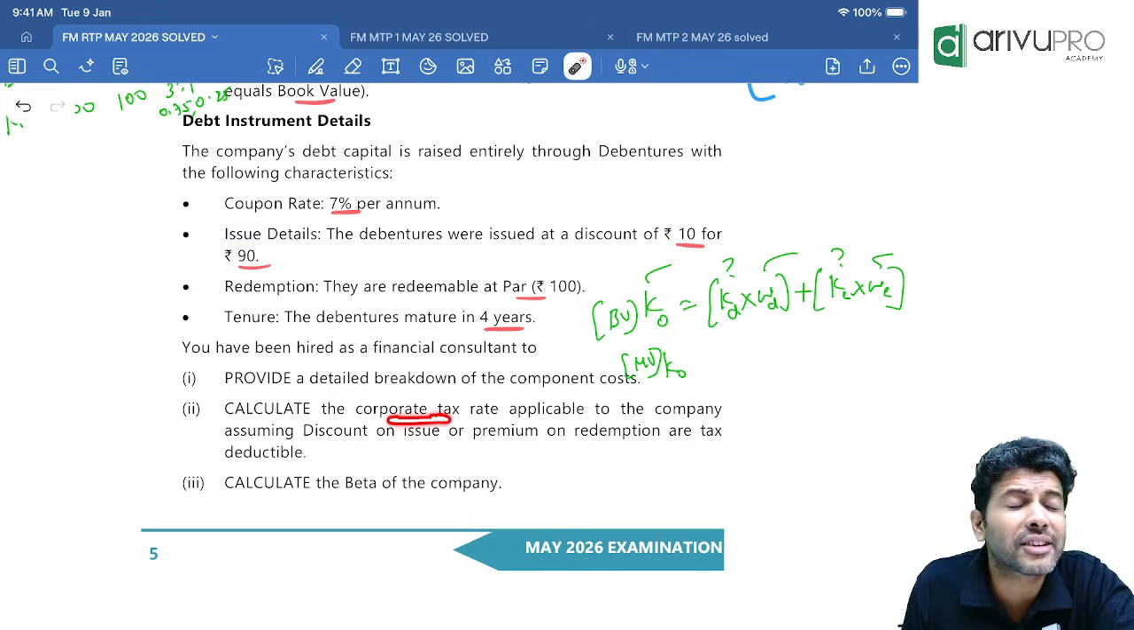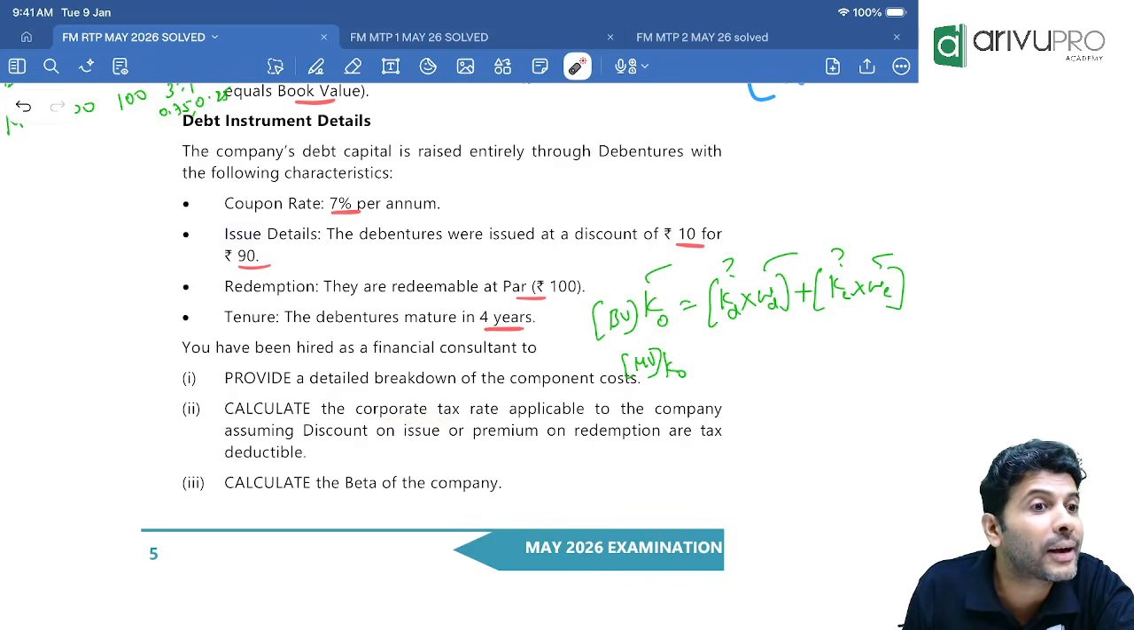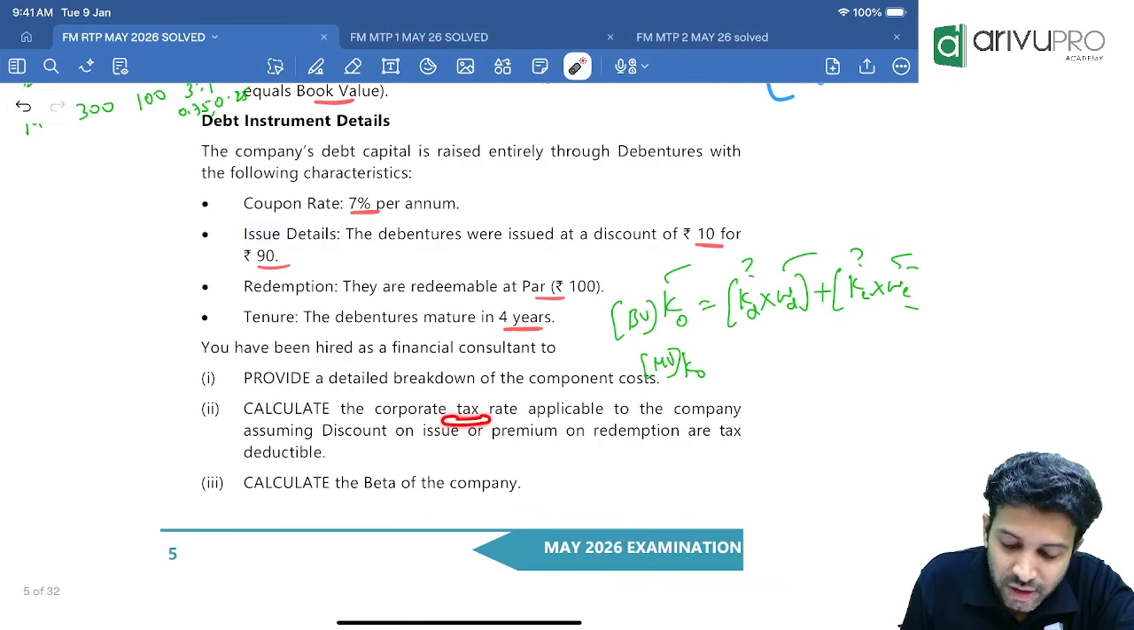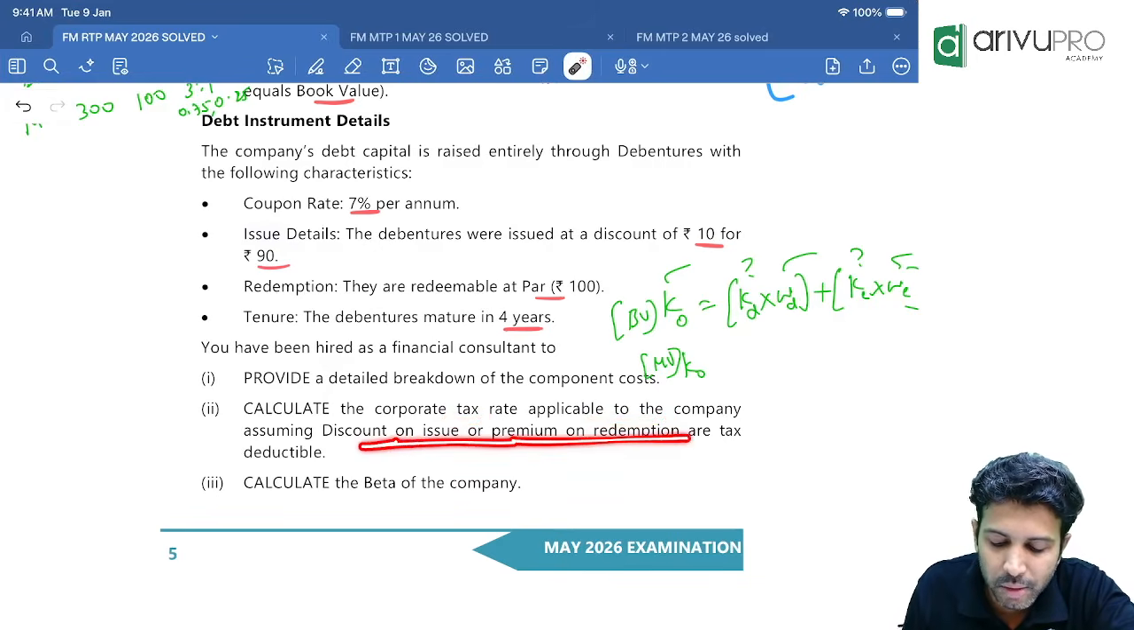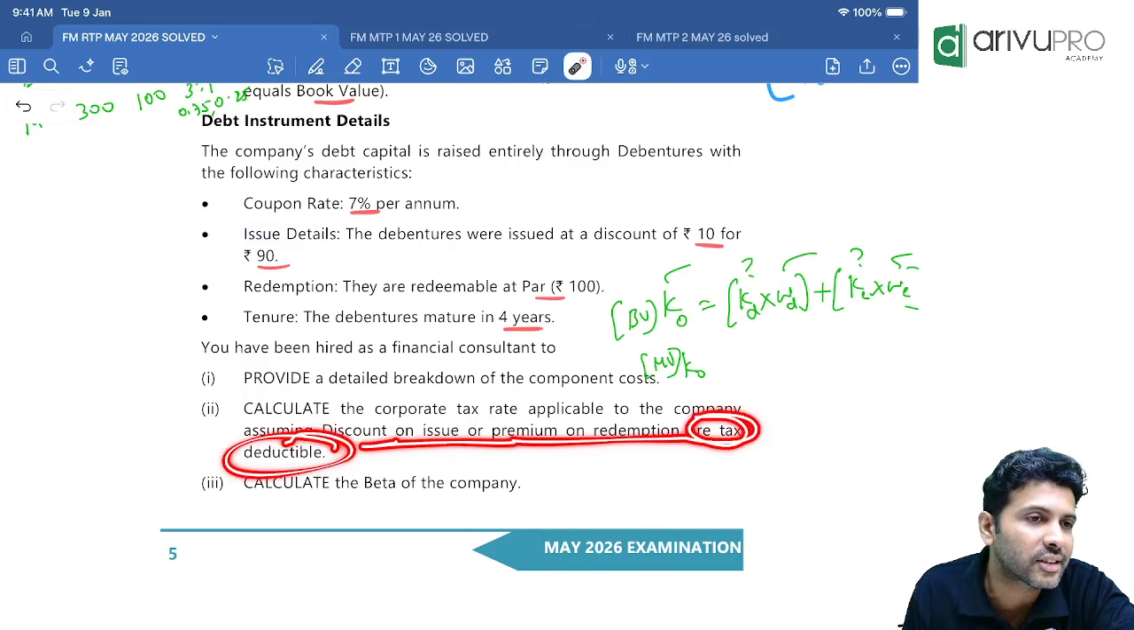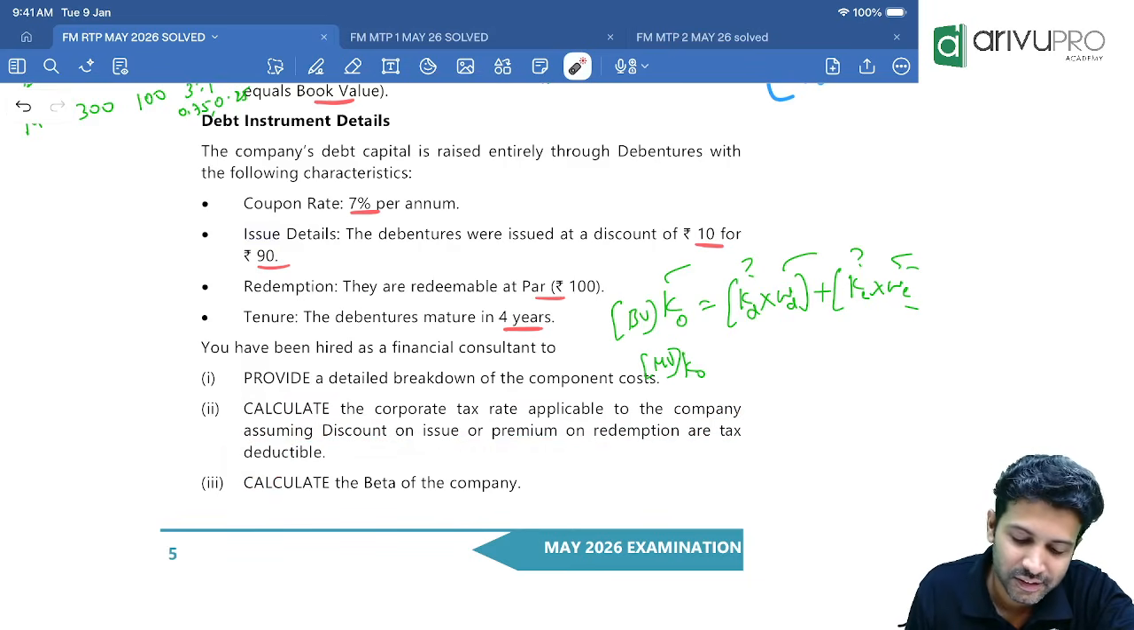Calculate corporate tax rate. Again mathematics. Calculate corporate tax rate applicable to the company, assuming, this line is important, assuming discount on issue or premium on redemption are also tax deductible. I discussed this on day one. Let's see who remembers it, who tells me this particular line.